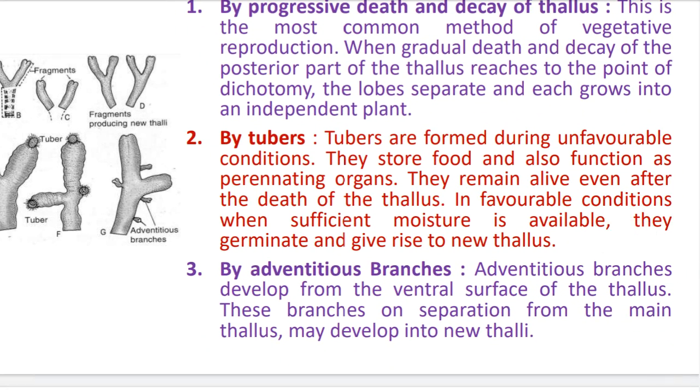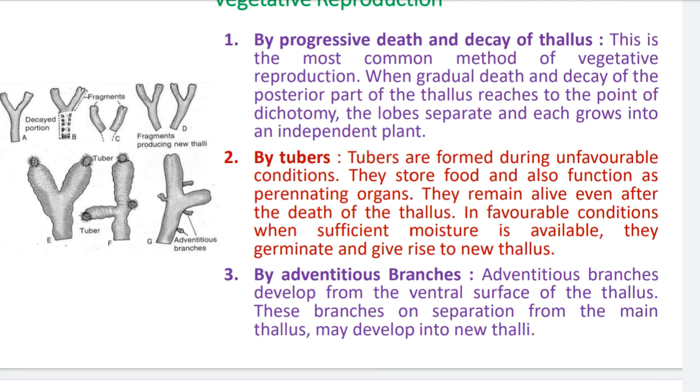Now the second type, reproduction by tubers. Tubers are formed during unfavorable conditions. They store food and also function as perennating organs. Their function is storage of food material as well as reproduction. They remain alive even after the death of the thallus, so they can continue their life after the death of the mother thallus also. In favorable conditions, when sufficient moisture is available, they germinate and give rise to a new thallus.